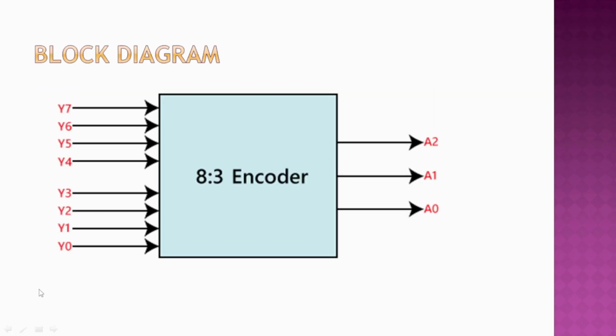This is the block diagram of the 8 by 3 encoder. The inputs are mentioned as y0 to y7: y0, y1, y2, y3, y4, y5, y6 and y7, and the 3 outputs will be a2, a1 and a0.